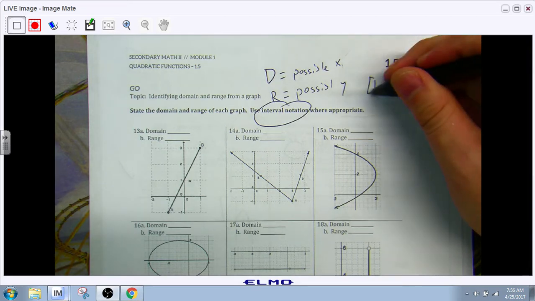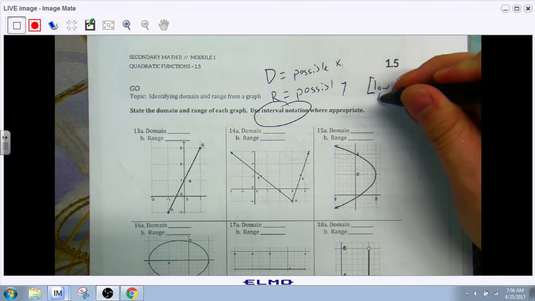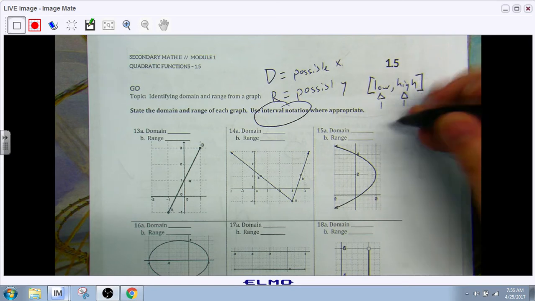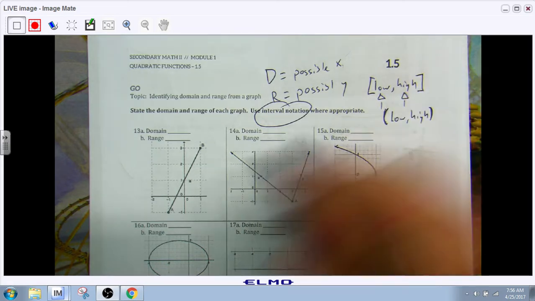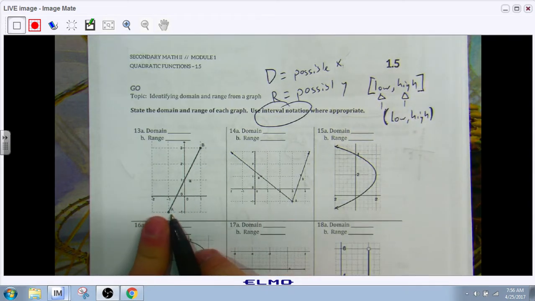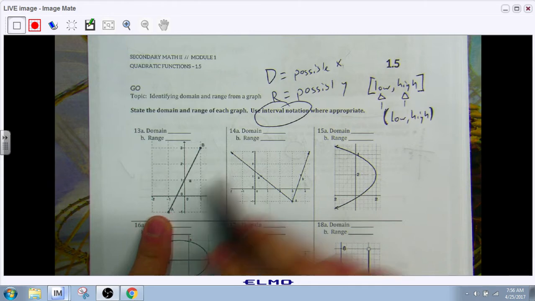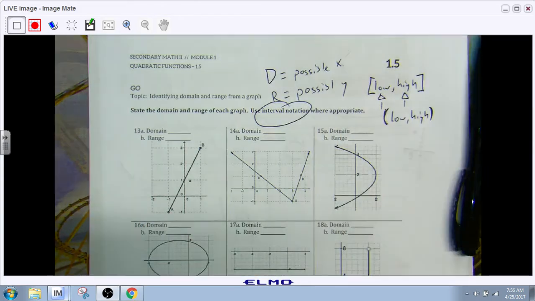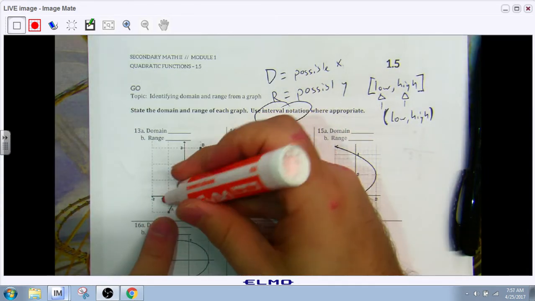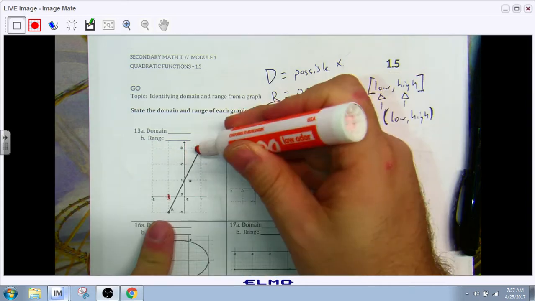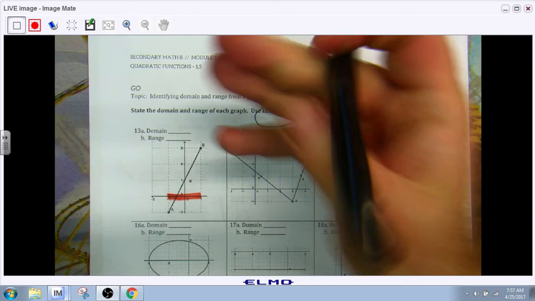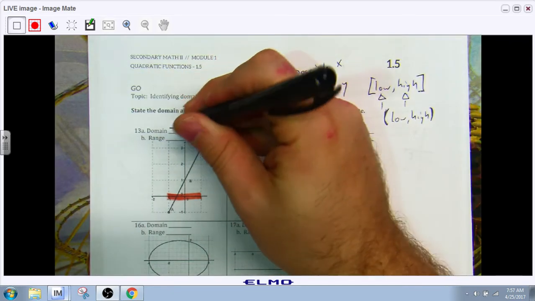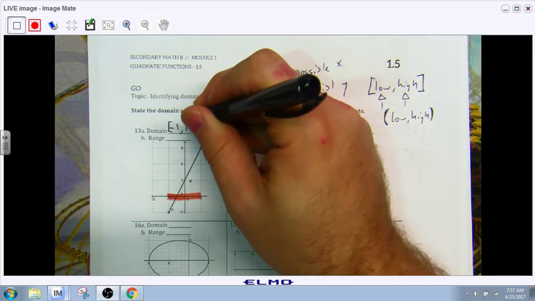We put that either in brackets, which means the low number is included and the high number is included, or parentheses, and that means that that number is not included. So when I look at this one here, what is my domain? Well, my domain is all possible x values. And I see that my lowest x value is -1, and my highest x value is 1. So that represents all possible x values. My domain would go from -1 to 1.